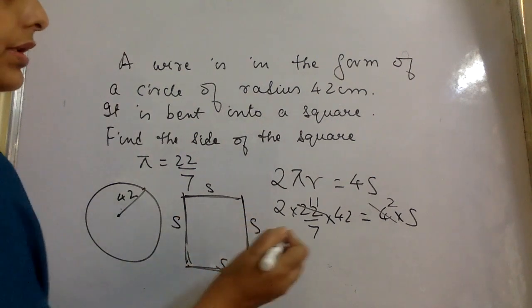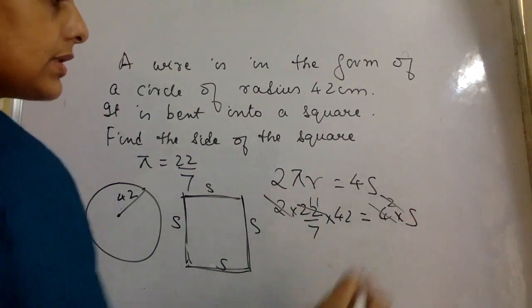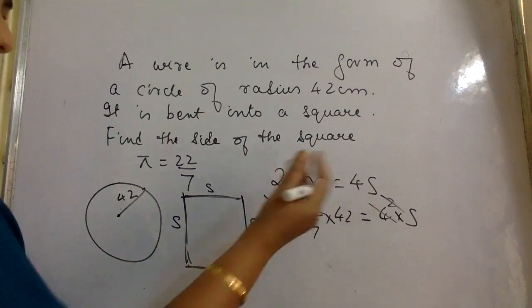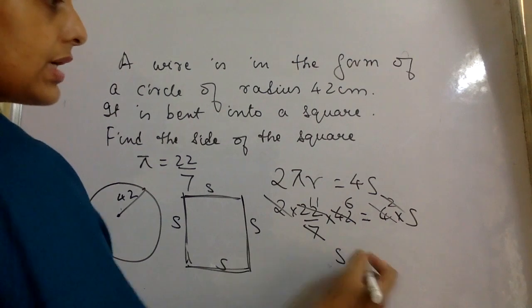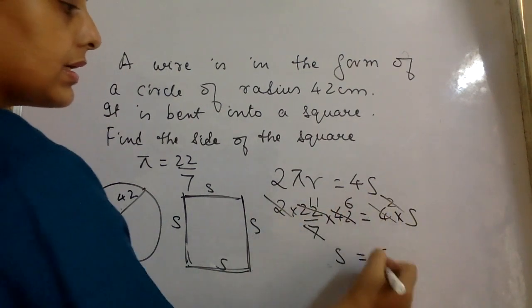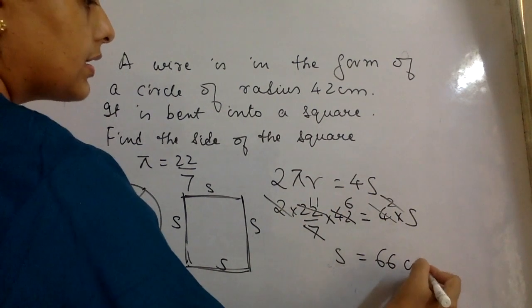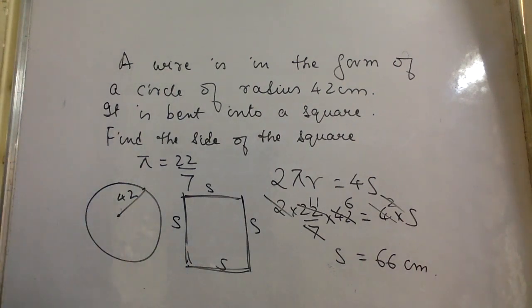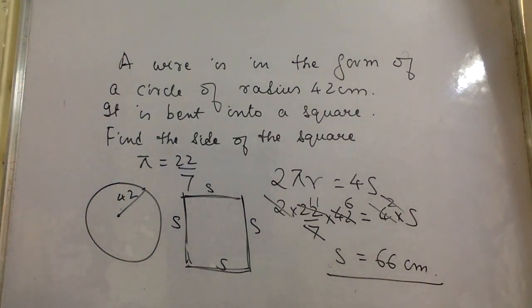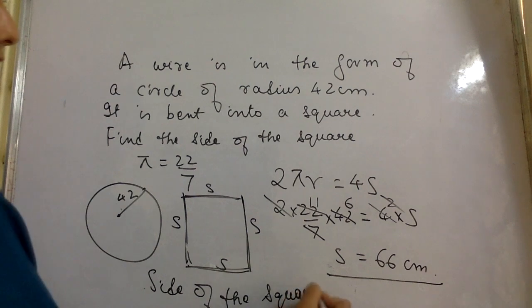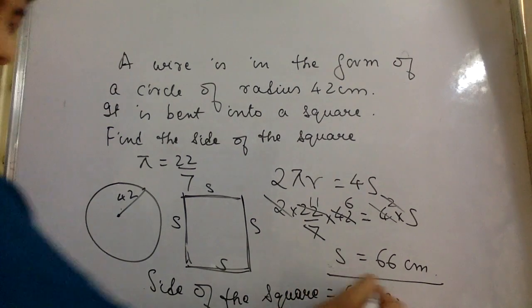Okay, so here now this 2 also cancels. Basically I am bringing the 4 down and cancelling. So S is now this 6. Okay, so S comes to this side, nothing is left, this side 66 centimeter. So that is equal to the side of the square. So the side of the square is equal to 66 centimeters.